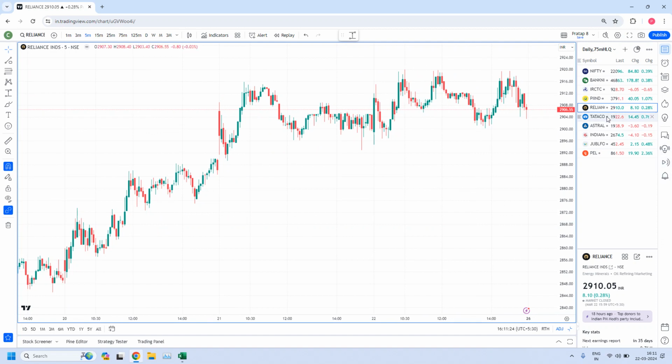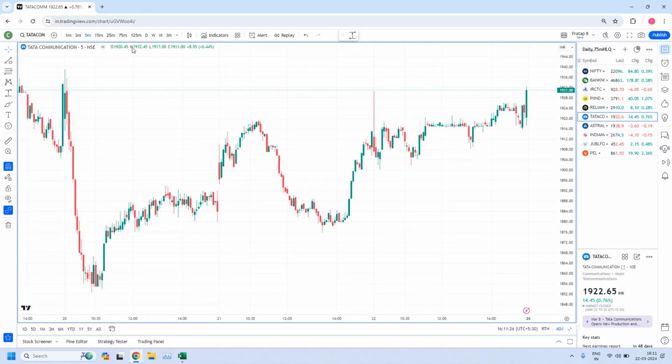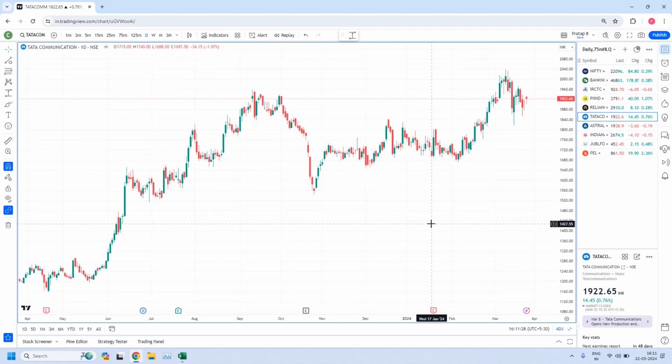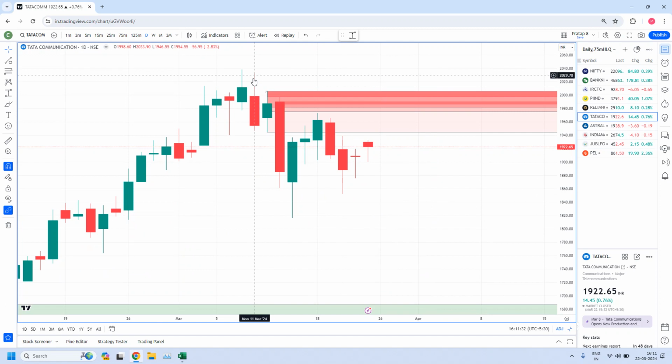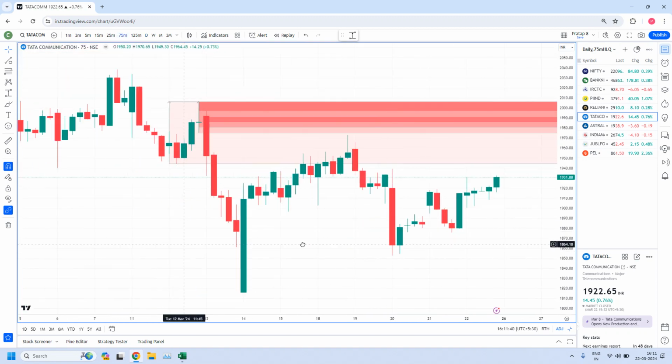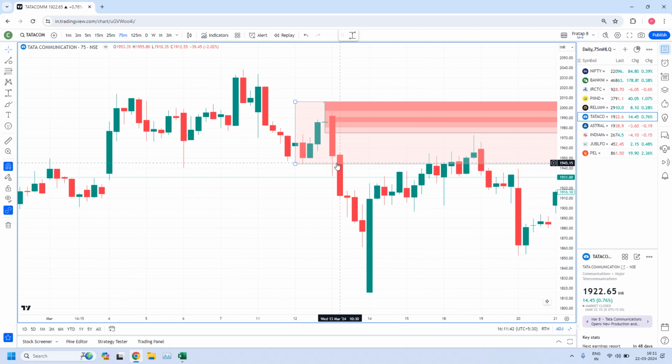And next one is Tata Communication. This is also a daily zone, a daily supply zone. Here also we have a drop, base, drop, and this drop base drop we fine-tuned with 75 minutes. Here we have a rally, base, drop. This is the 75 minute zone.